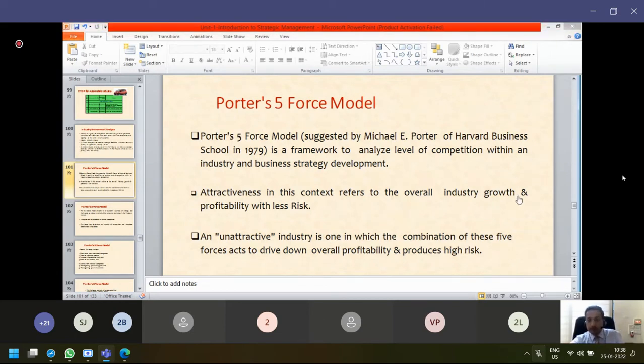Getting this? Any query so far? Any query so far? Vishant, Yogesh, no sir, I understood.